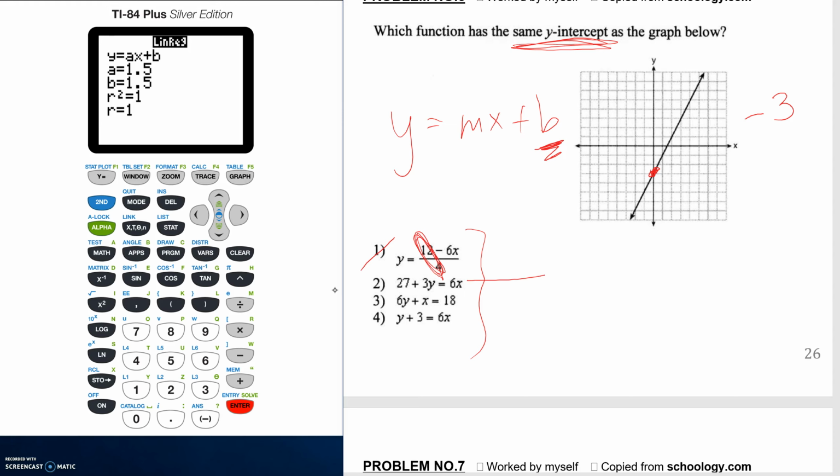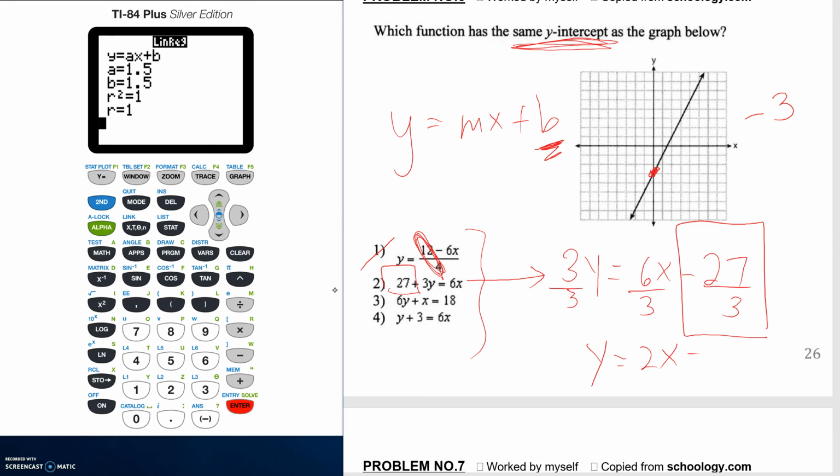We could do it for each one. I'll do it for number 2, for example. The 27 is on the wrong side. When I move it over, 3y equals 6x, and when we move something, we change its sign, -27. When we go ahead and divide by 3, you're going to see the y-intercept, the number by itself, is -9, not -3. No good. Let's jump down to number 4.